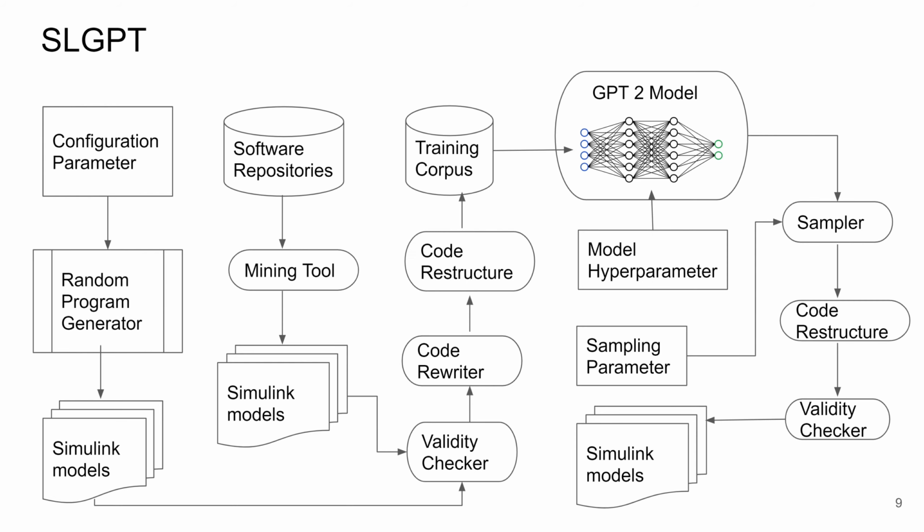So this is the overview of our tool SLGPT. SLGPT is the first work that uses transfer learning for generating graphical block diagram models. First, we collect a training data set from a random model generator, SL4s, as well as mined open source repositories. Then we rewrite and restructure the Simulink models while making sure that the training corpus only contains valid or compilable models, which is then fed to our pre-trained neural network. The fine-tuned neural net is then used to generate models, which is finally used to test if it crashes Simulink or not.